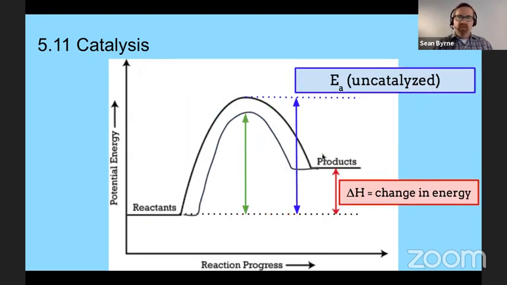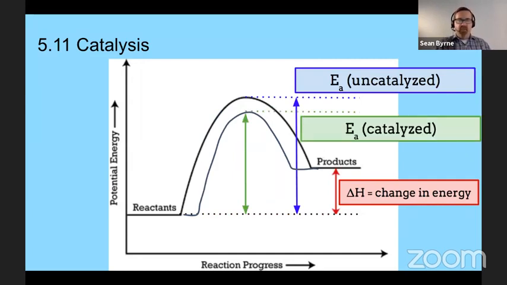Okay, and we can do a similar thing for an endothermic reaction. My line is not quite as good there, sorry. I just really want to point out to you that, yes, the activation energy has been lowered, but our delta H has not changed for a catalyzed reaction.